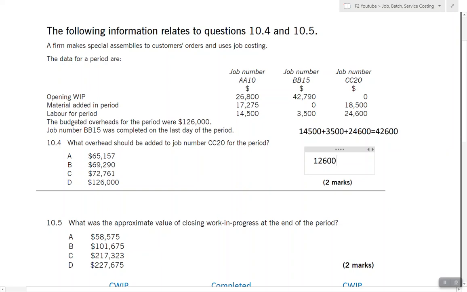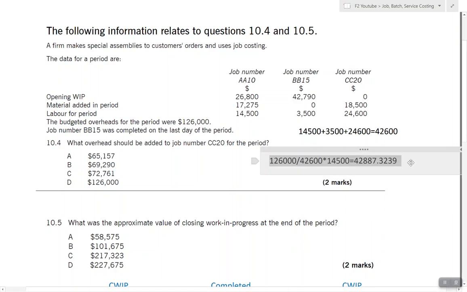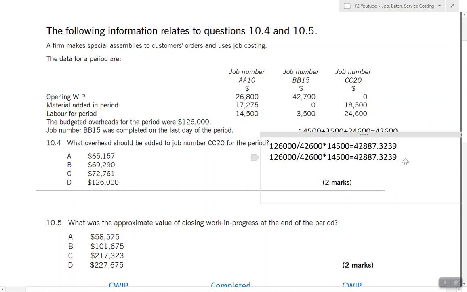I'm going to take the total overheads, divide by total labor cost, multiply by labor cost of AA10. It will give me the total cost that will be charged to AA10. And I'm going to do the same for all 3 jobs. So answer with whatever is given in the question. So multiplying by 3,500, multiplying by 24,600.